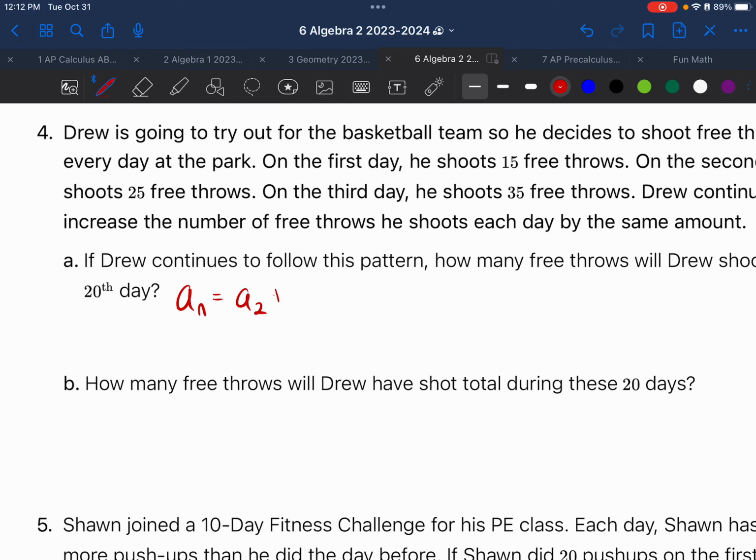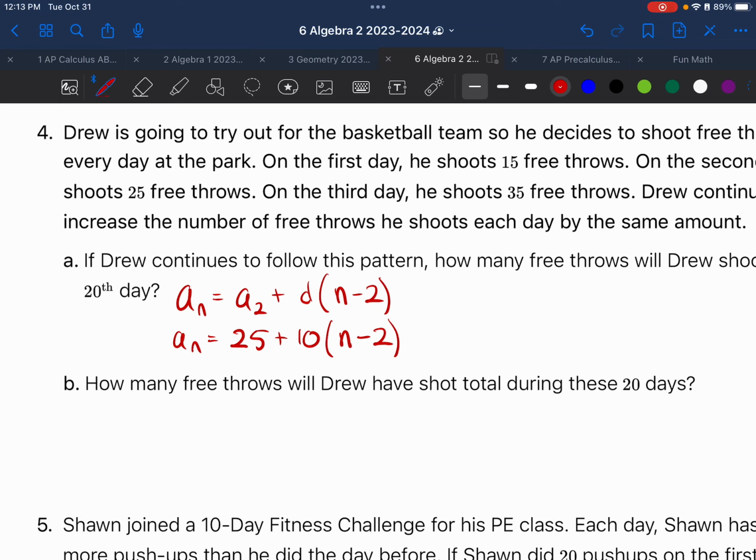A sub 2 plus the common difference times n minus 2. If this was the first term, this would be a 1 here. So I'm going to say a sub n in this case is going to be equal to, okay, on the second day, he chose to shoot 25 free throws, plus the common difference, he's adding 10 more each day, and then n in this case is still n minus 2. Okay, so here's our equation.